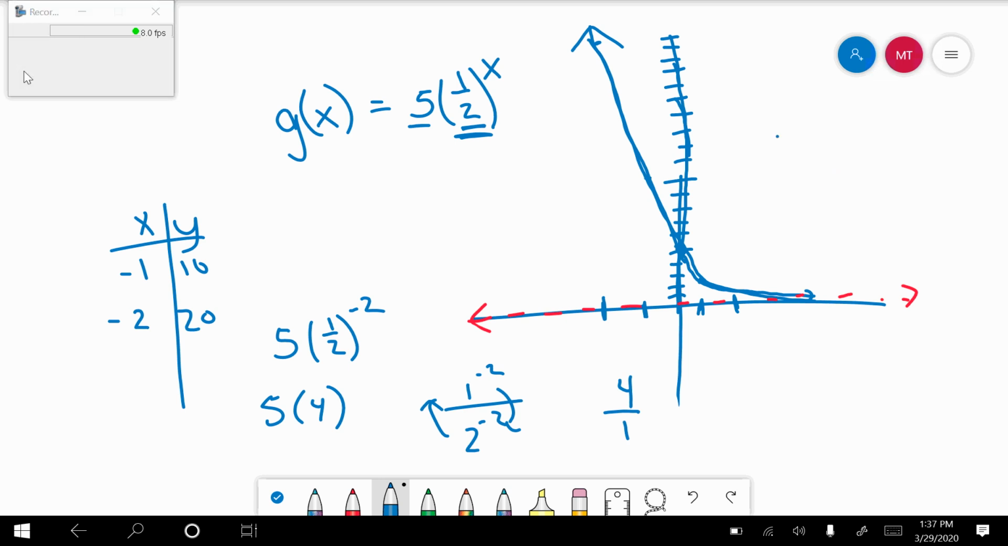And so we need to talk about some things. Our domain is going to be, does it ever stop going left? No. Does it ever stop going right? No. So it would be all reals.